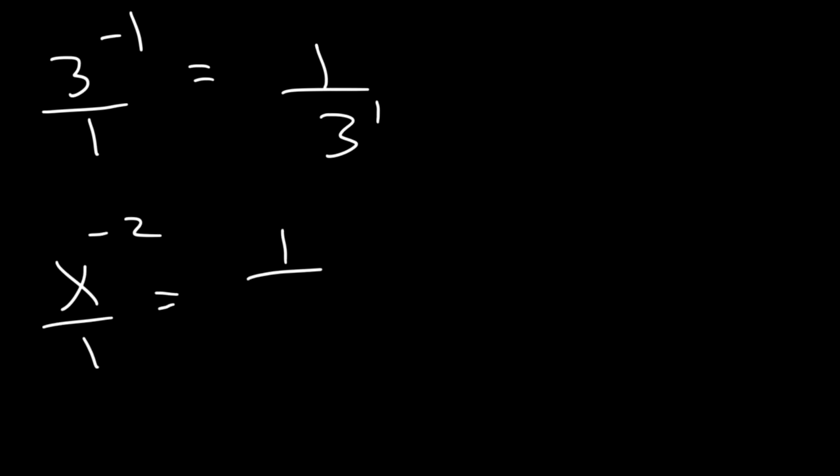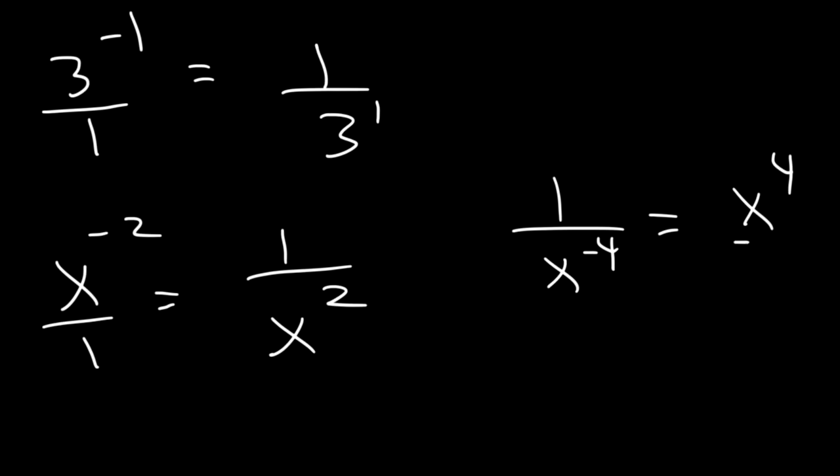So what is 3 to the negative 1 power? So right now the 3 is on the numerator of the fraction. If you bring it to the denominator, it's going to have a positive 1 exponent. X to the negative 2 is equivalent to 1 over x squared. And 1 over x to the negative 4 is x to the positive 4. So when you move a variable or a number from the top to the bottom or from the bottom to the top, the exponent changes sign. It can switch from negative to positive.